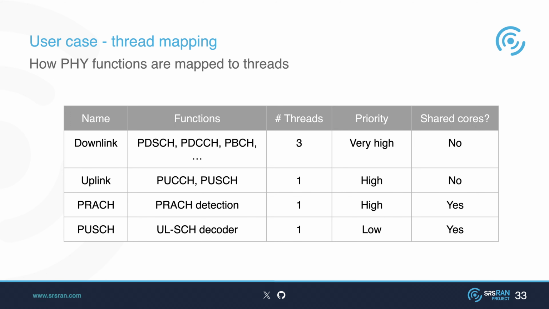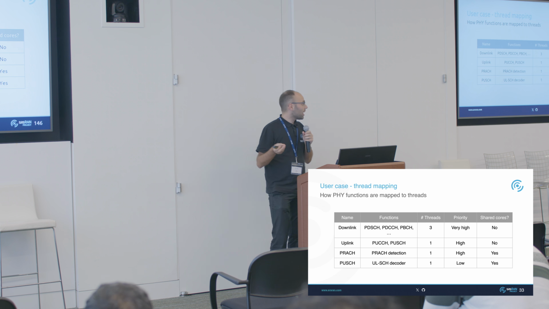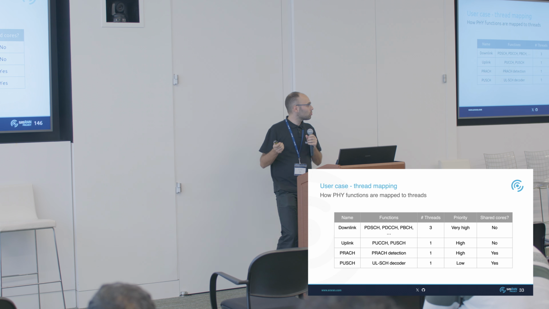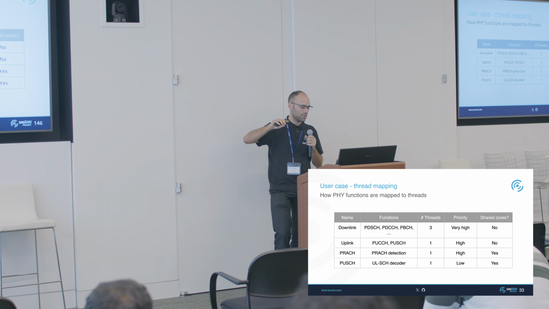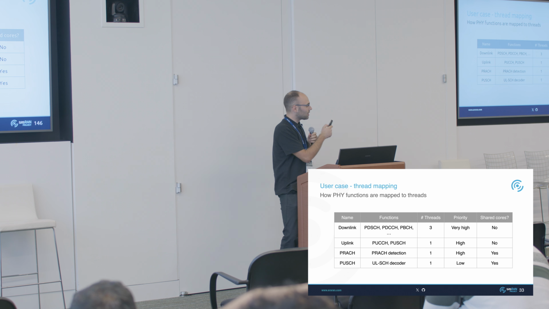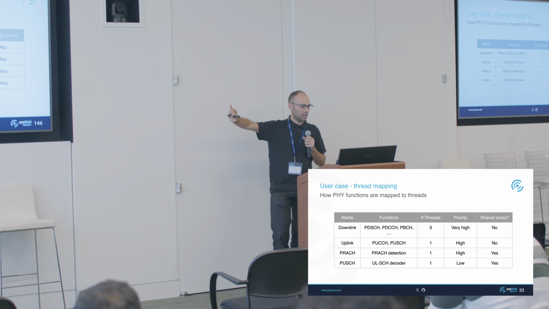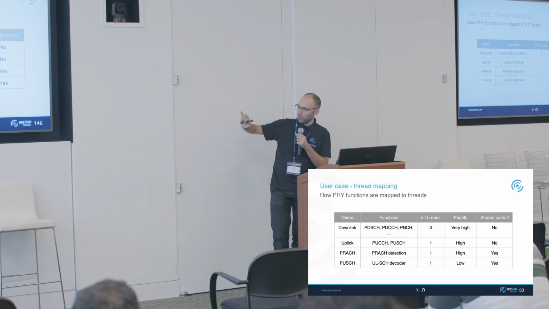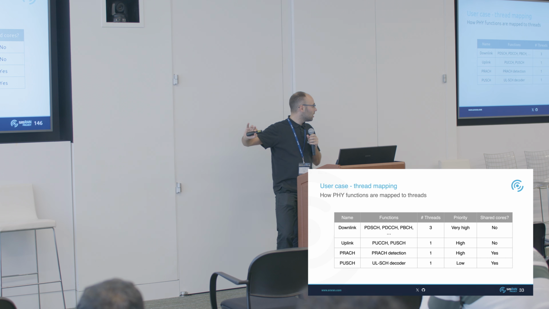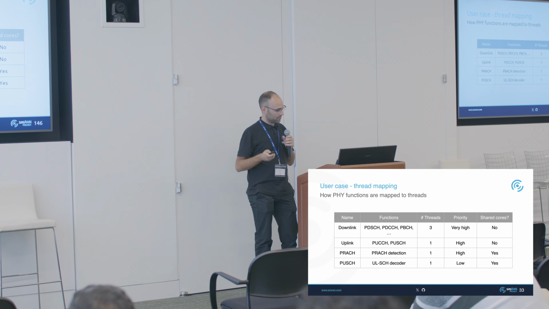We assign 3 threads for downlink processing. This covers PDSCH, PDCCH, the SSB, and so on. Then we have 1 thread to process PUCCH and the common part of PUSCH, and another thread for PRACH detection for the random access preamble. Then another thread asynchronously decodes PUSCH. This is because the PUSCH decoding can be really heavy and takes a very long time, so it can be done asynchronously in a different thread.